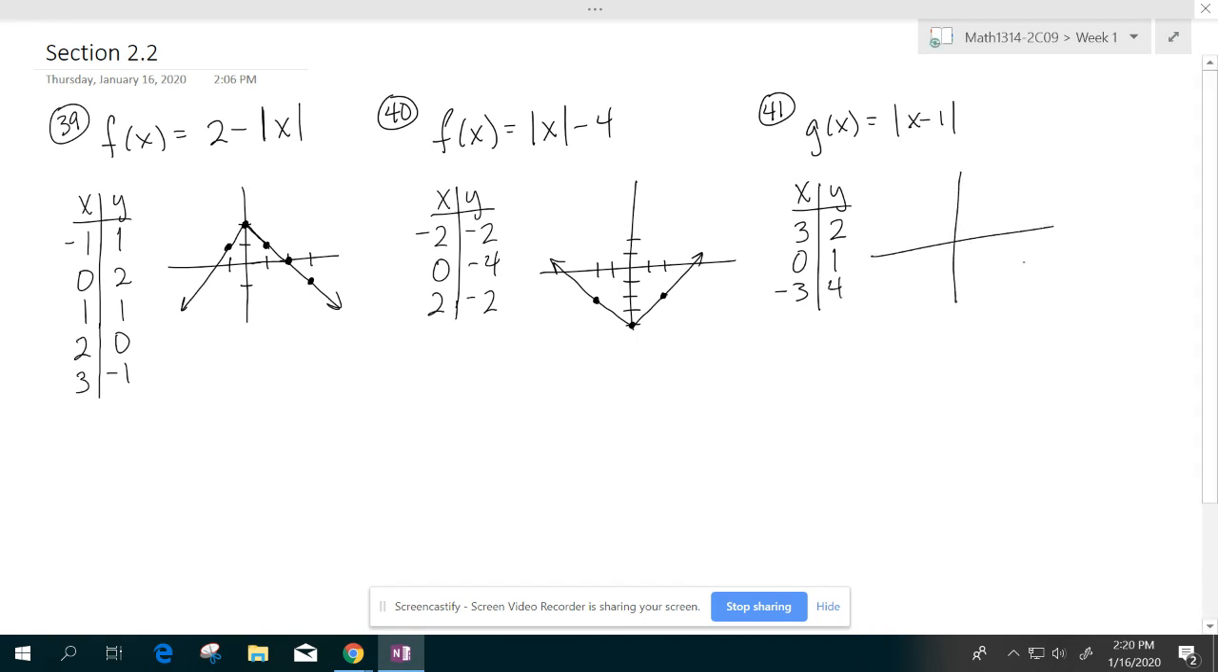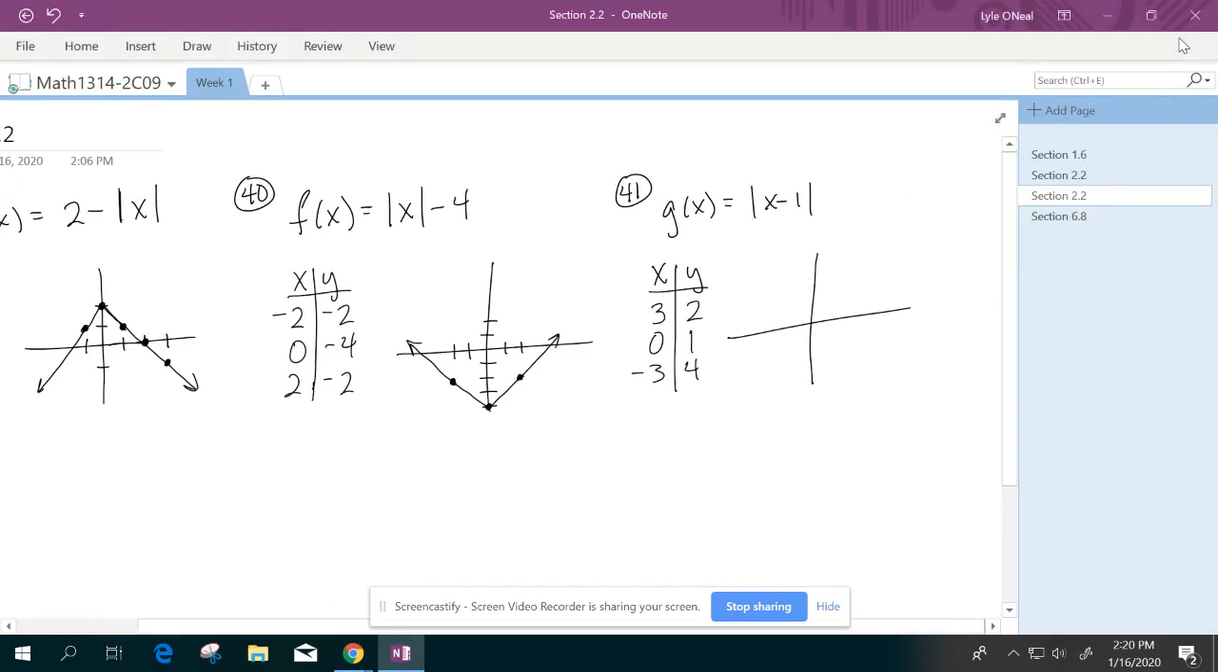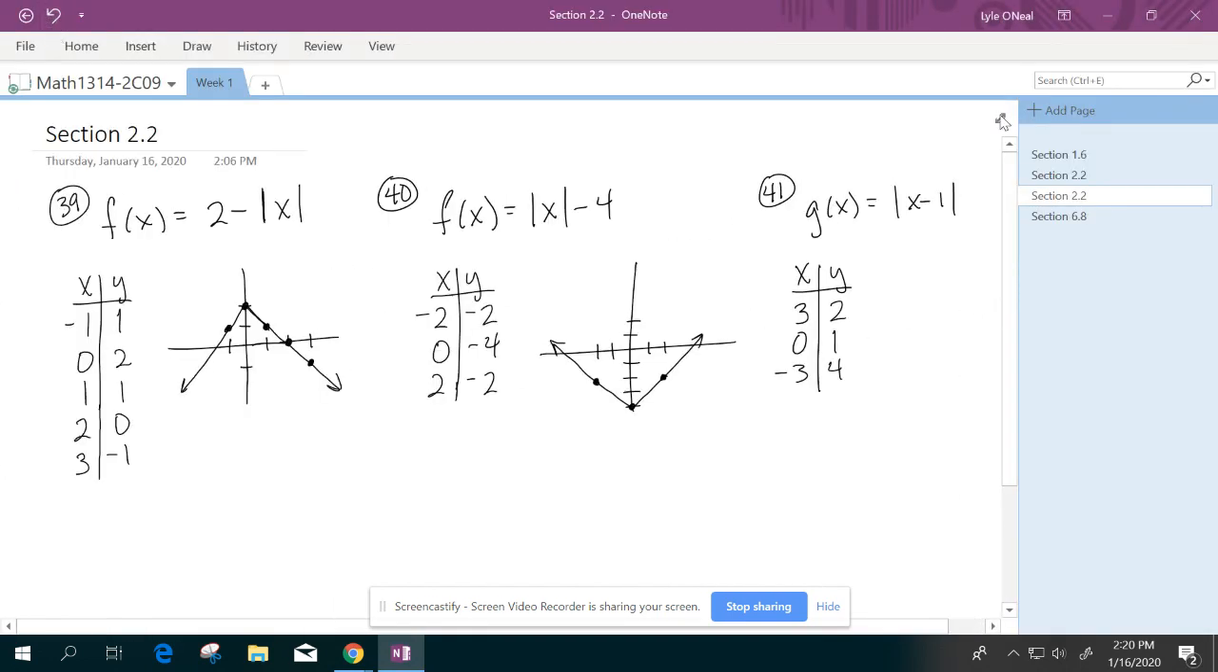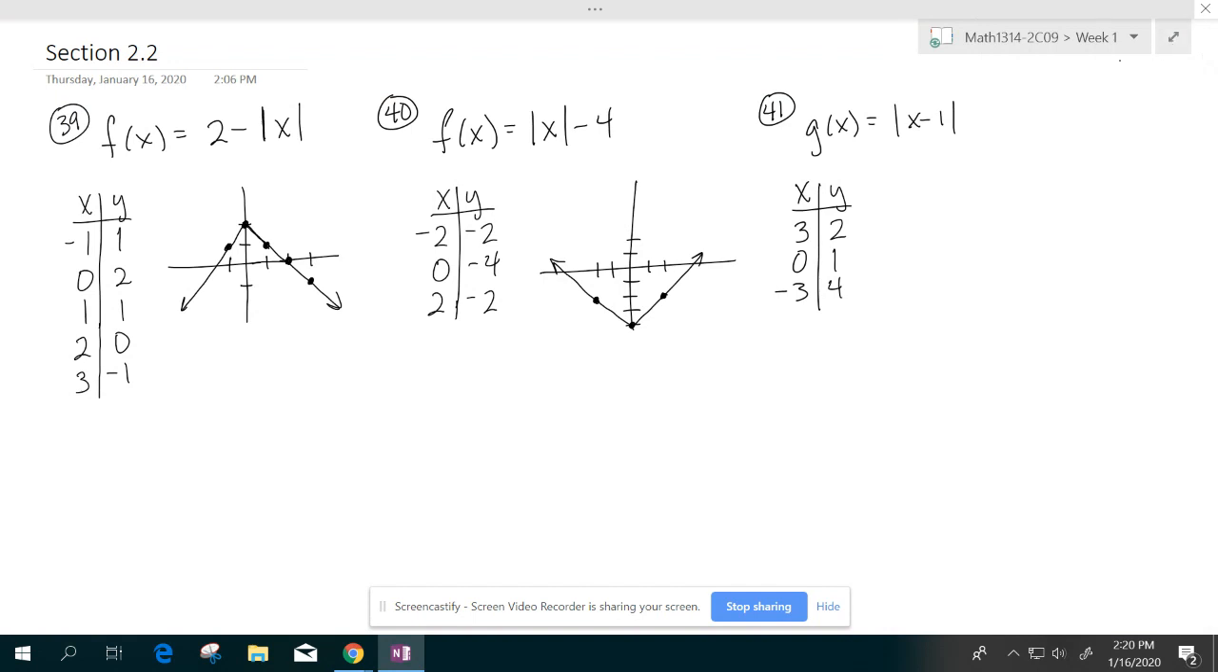All right, so we've got, man, why did my axis look so crazy that time? All right, 1, 2, 3, 1, 2. Over 3, up 2. 0 is 1. 1, 2, 3, 2, 4. 1, 2, 3, and up at 4. There and there.